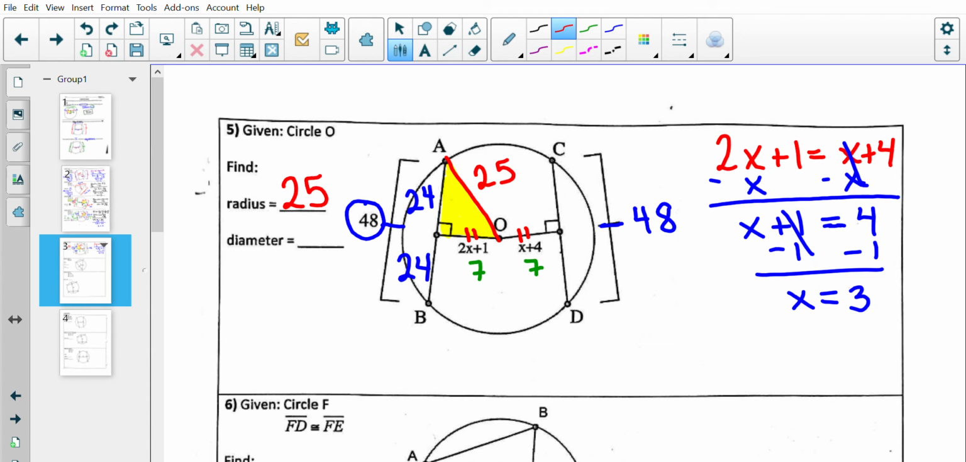Now for the diameter, we have to remember a diameter is equal to 2 times the radius. So if the radius is 25, the diameter is 2 times 25, which is 50.